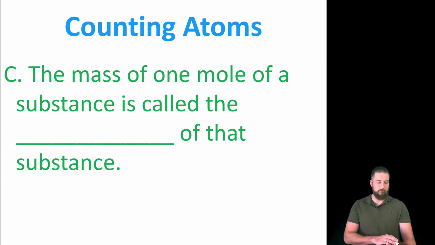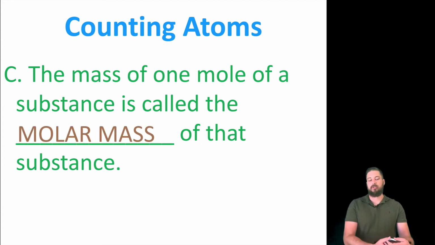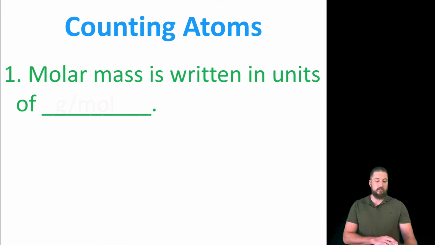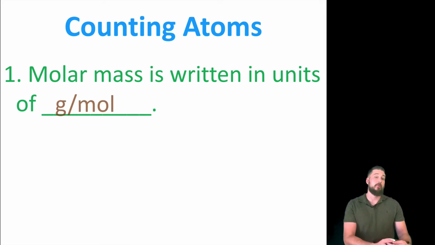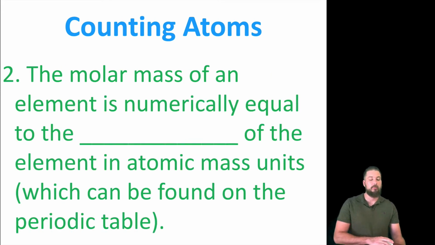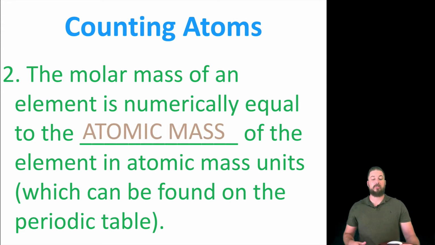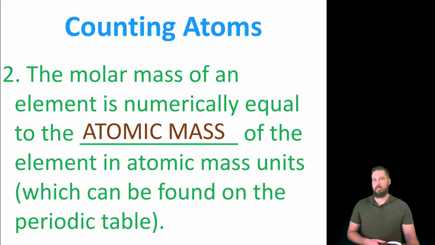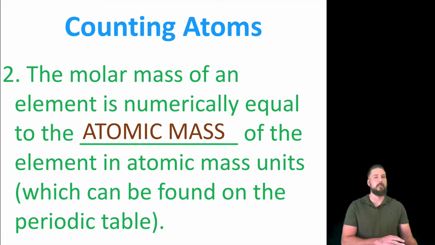All right, so let's talk about mass though. The mass of 1 mole of a substance is called the molar mass of that substance. The units for molar mass are going to be grams per mole, and it tells you how many grams there are in a mole. The molar mass of an element is equal to the atomic mass. Again, we find the atomic mass on the periodic table.